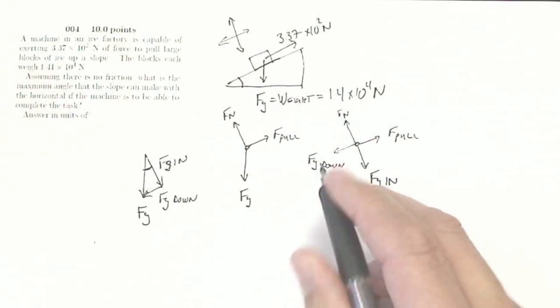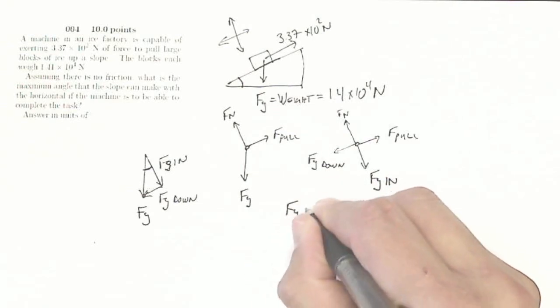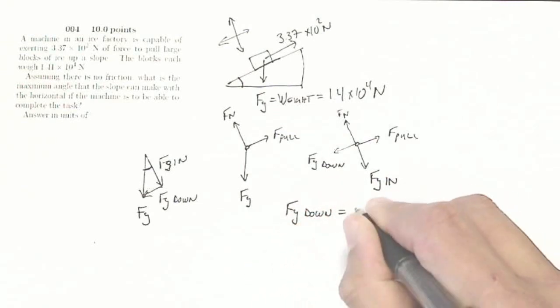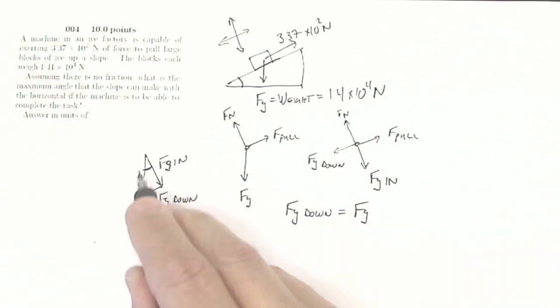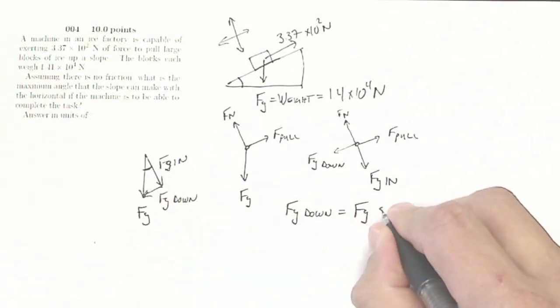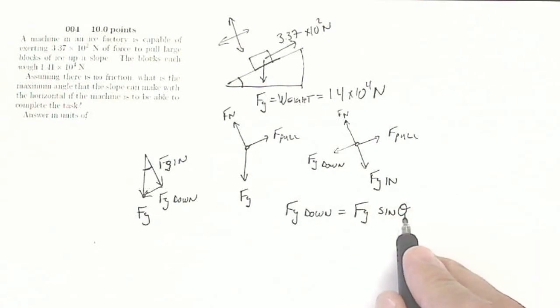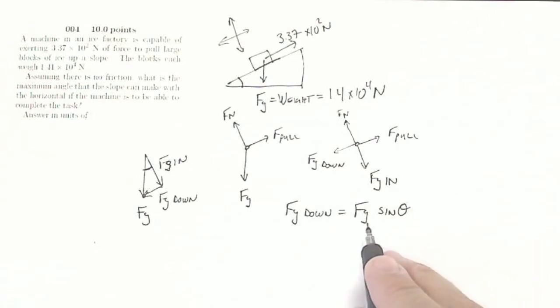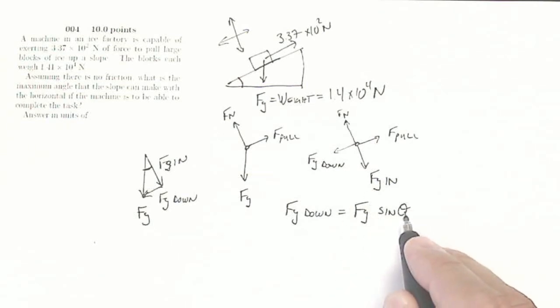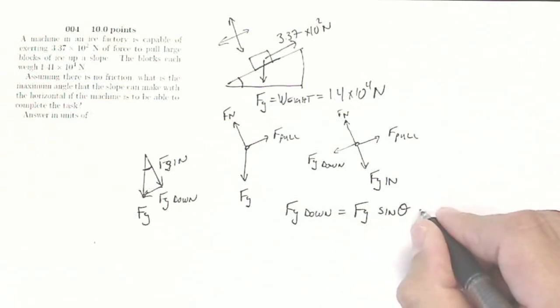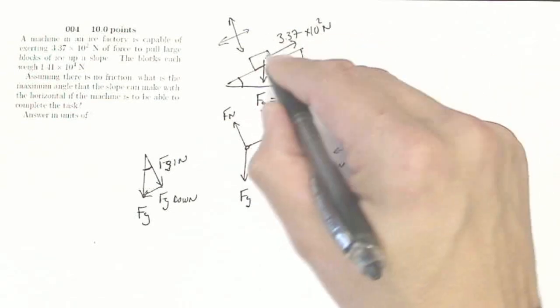I know that my component of gravity down the slope is going to be my overall force of gravity. Down the slope is opposite that angle, so it's going to be times the sine of theta. And this g sine theta should remind you of when we did frictionless down an incline, the acceleration was g sine theta. So my force of gravity is going to be mass times acceleration, so that's going to be mg sine theta. But I already have the force of gravity, so it's just going to be this weight times the sine of theta, and I want to set that equal to this pull force.